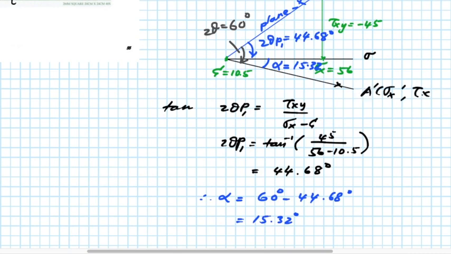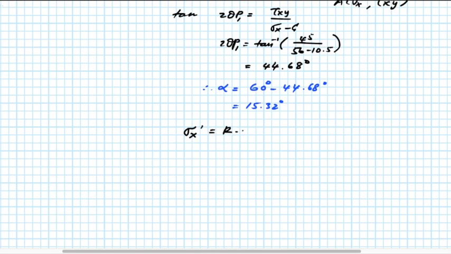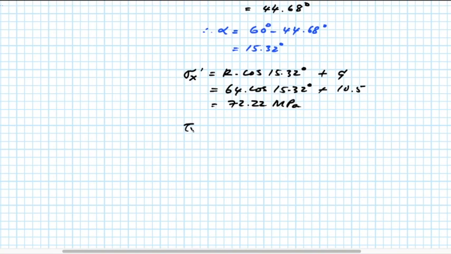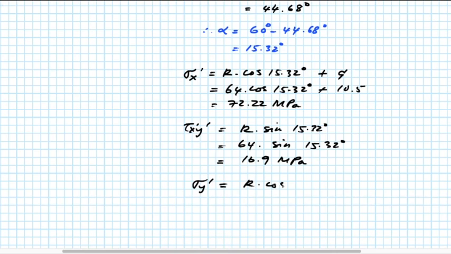We know the radius r of the circle and we have the angle alpha, so sigma x prime is equal to r times cos alpha plus the centroid. For tau x prime y prime, it is r times sine alpha, which is equal to 16.9 megapascal, and sigma y prime is r times cos alpha minus the centroid. However, the results must always refer to the Mohr circle diagram for the sign convention.